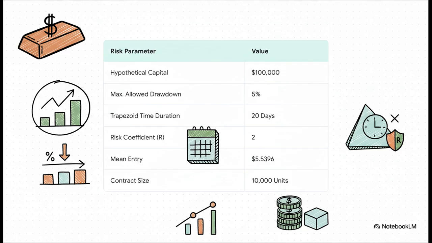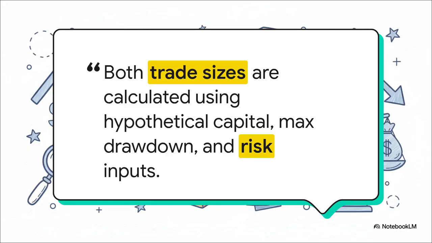The model uses a time window of 20 days, which it calls the trapezoid time duration. You see a risk coefficient set to 2. The mean entry price between those two levels we saw is about 5.54. And lastly, the contract size is set at 10,000 units. So the big question is, how does the model put all those pieces together? Well, the documentation is very explicit about this, and I'm going to read this part directly. Both trade sizes are calculated using the hypothetical capital, the investor's maximum allowed drawdown, the third triangle domain percentage, the risk coefficient, and the contract size.